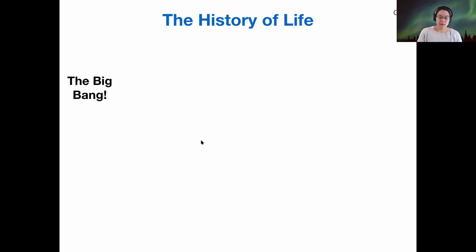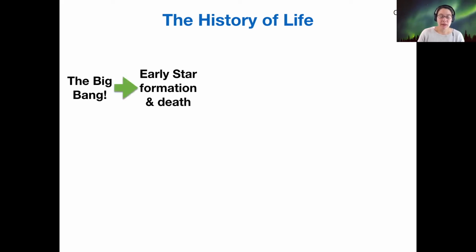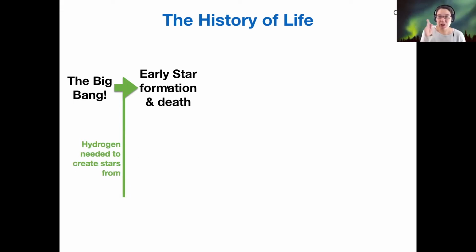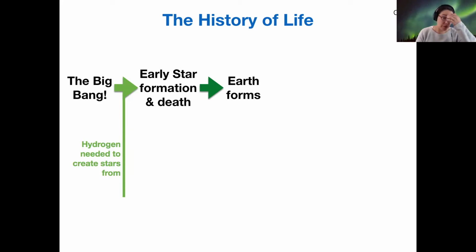So if we consider going all the way back to the very beginning with the Big Bang, we need to form stars and have those stars die because we needed hydrogen from the Big Bang in order to create stars. So I'm going to try to walk through the rest of the steps in the early universe that set us up for being able to have life. So our next step after the earliest stars form and die is that the Earth and the sun, solar system, second generation stars, the Earth will form.